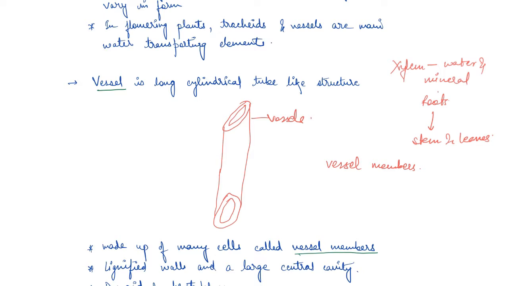These vessel members, the different cells which are present in the vessel, are interconnected through perforations in their common walls. So they basically have perforations in their walls. Okay, and the presence of vessels again is a characteristic feature of angiosperms. Remember that.